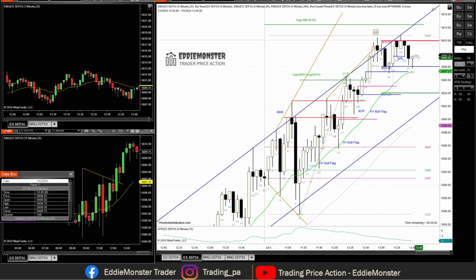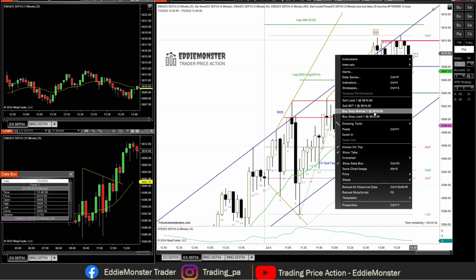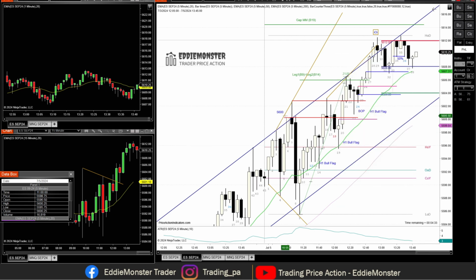Well, 38 is an H2, H1, H2, right? So we can take the risk. Probably we'll wait to go first above the moving average here to see if it failed, if we have sellers above. And then I'll set my stop order, set my stop loss.